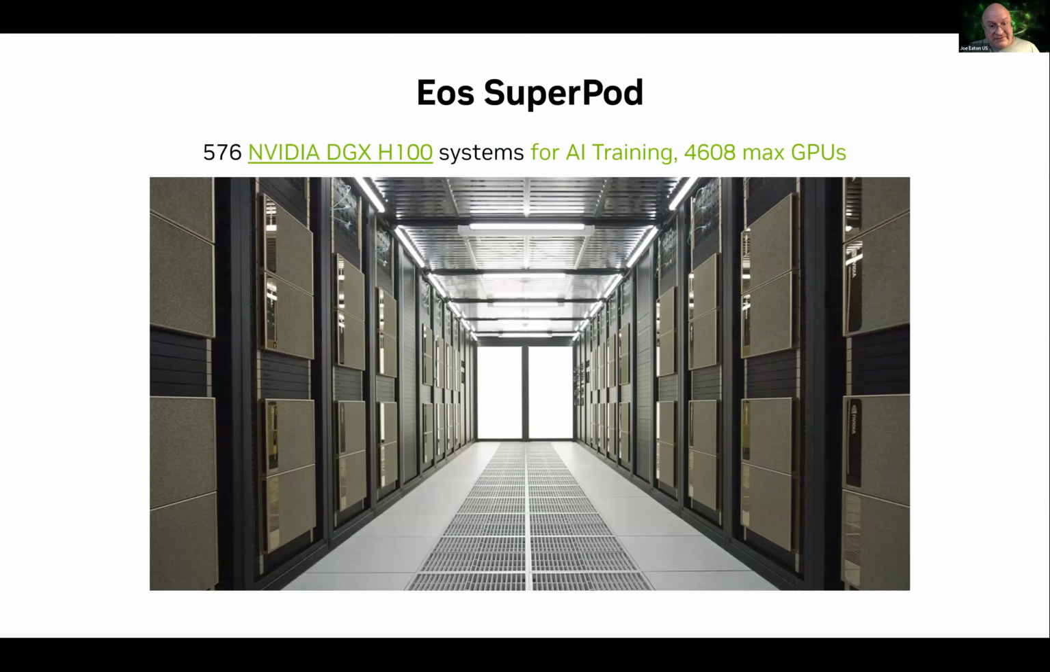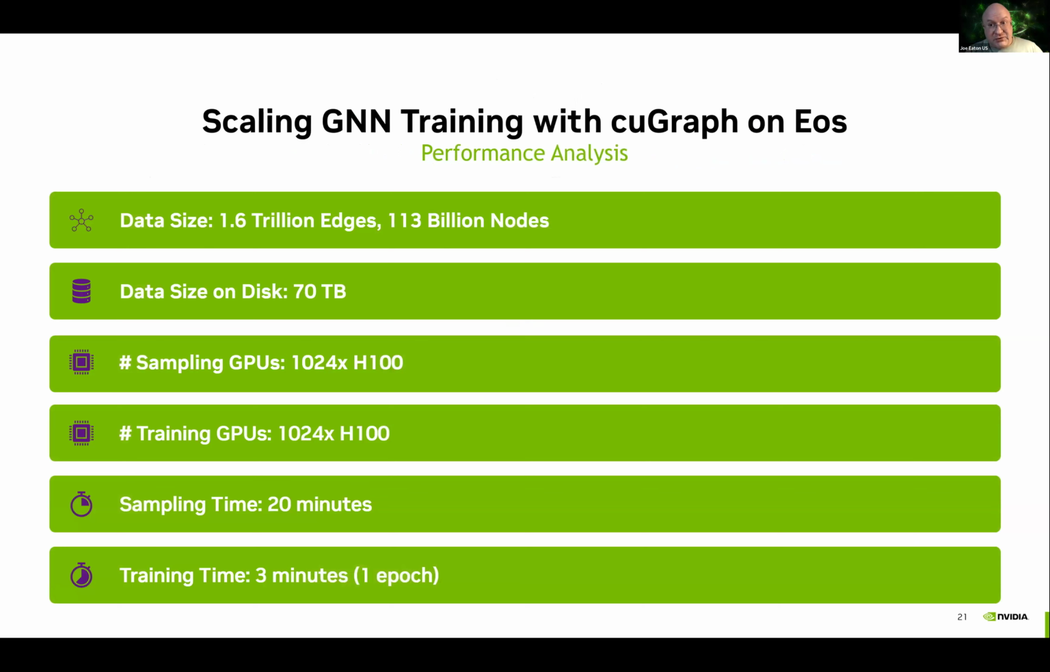And I'll show off the big run we did. We used EOS, our internal supercomputer at Nvidia. This has 576 DGX machines running H100 GPUs. There's 4,608 GPUs in the machine, but there's nobody who ever gets access to all of them at once. So we only used 1,024 to do this run. And the run we did was a 1.6 trillion edge graph, starting from a 70 terabyte data set. This is 113 billion nodes in this graph.